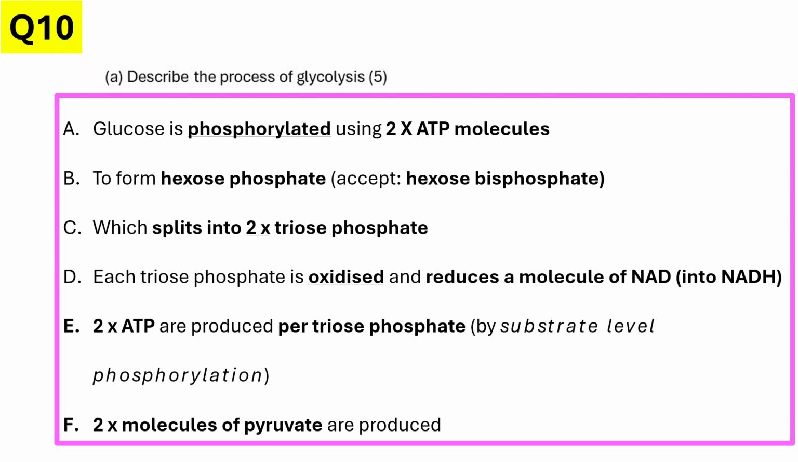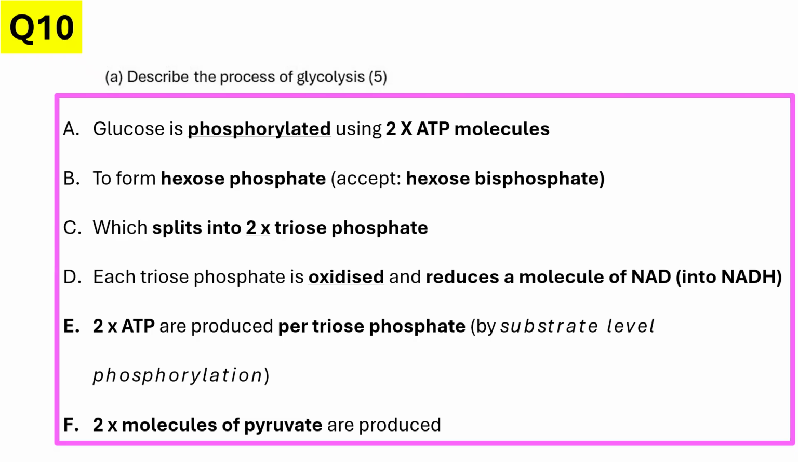Each of the two triose phosphate molecules is then oxidized, which we know means it loses hydrogen. The enzyme would be dehydrogenase, and it's going to transfer the hydrogen from the triose phosphate onto a molecule of NAD to make a molecule of NADH. So NAD is basically a taxi for hydrogen. We call it a coenzyme because it needs to pick up the hydrogen that was released from the oxidized triose phosphate.